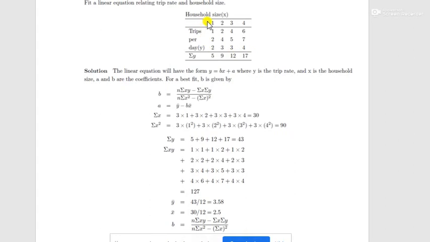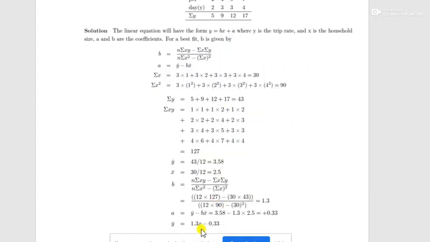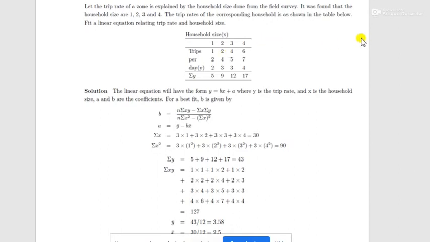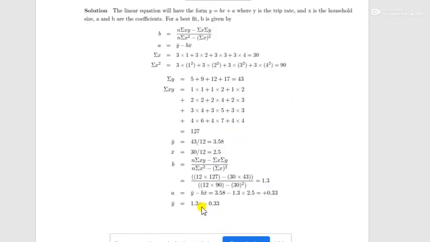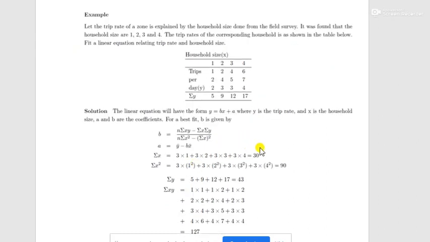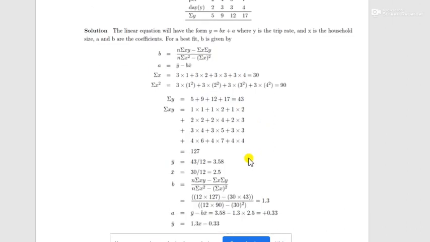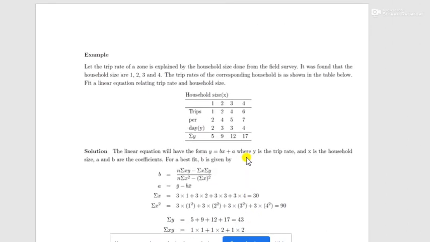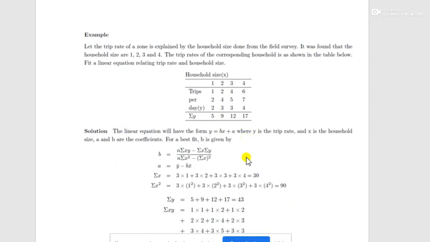As the household size increases, say after 5 years or after 10 years the household size is maybe 10, then you have to put the value of x as 10 and finally calculate the value of y as the future number of trips. This is the regression approach by which you can calculate the total number of trips that will be generated after a certain number of years.